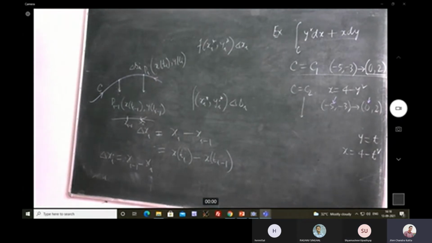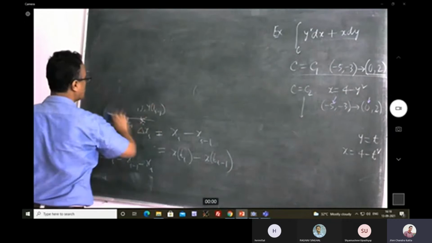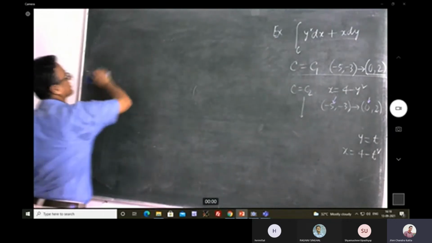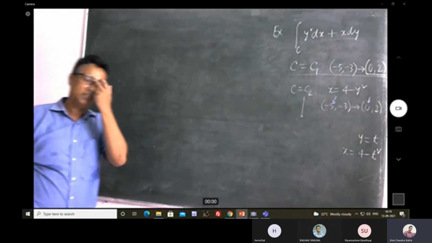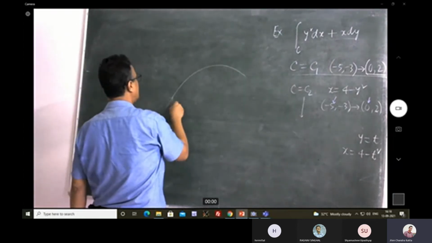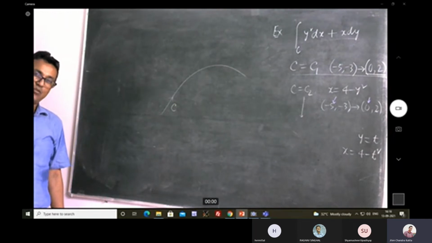With that note, how much time do I have? Yeah, I still have around 10 to 15 minutes. So now I am going to do line integral in space, and then I am going to move over to line integral of vector functions, which is a very interesting concept. For line integral in space, it is the same thing, because whether you consider this curve C in the xy plane or in xyz space, it doesn't matter.